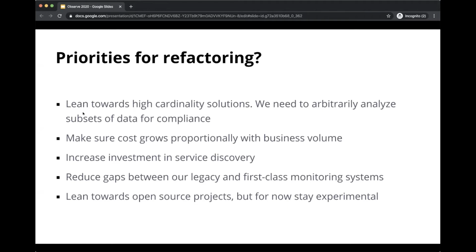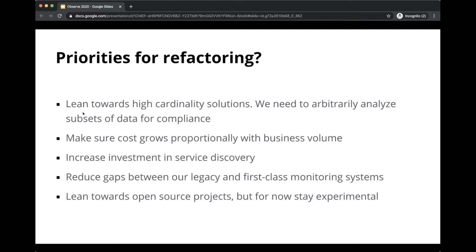And because of that, we want to make sure that we have great visibility in our system. So if we didn't necessarily have the right question at that time, we could eventually go back with the same set of data and have the right question and get the right answer back. So that's one of the reasons why we wanted to lean towards high cardinality solutions.